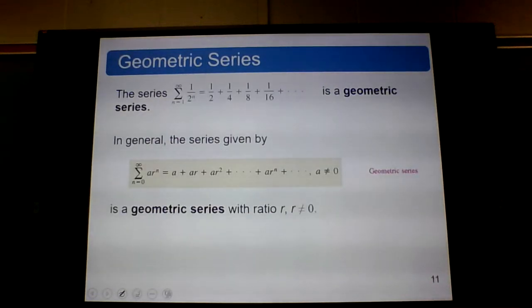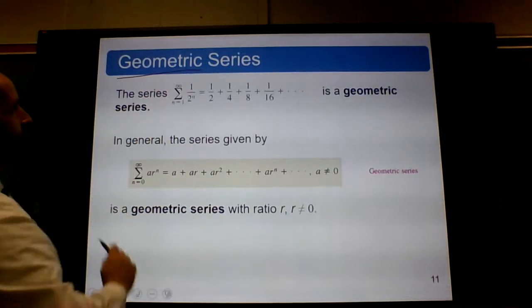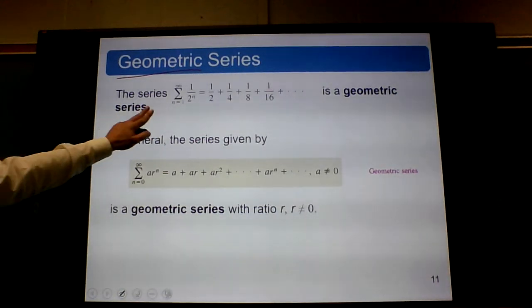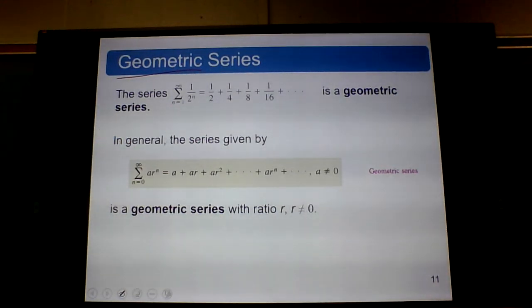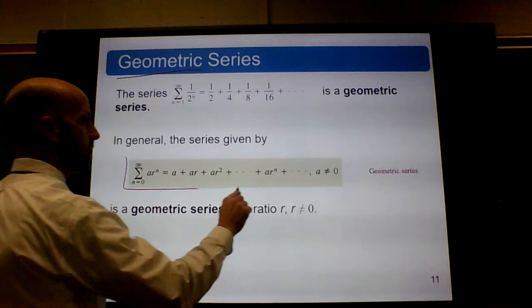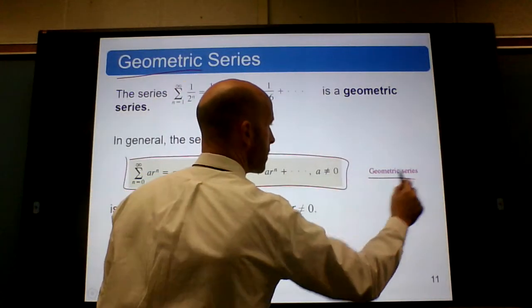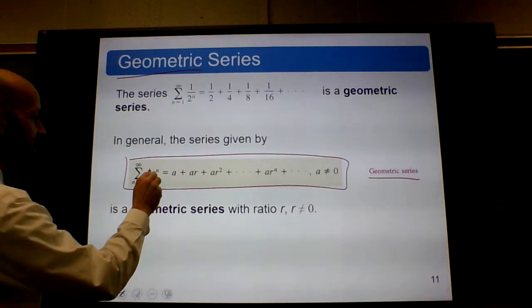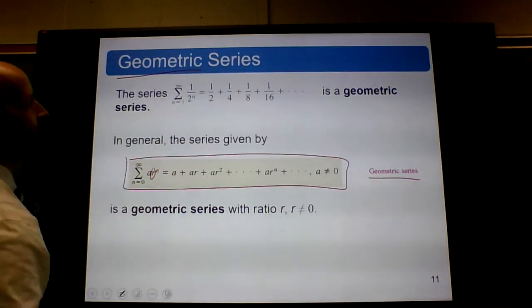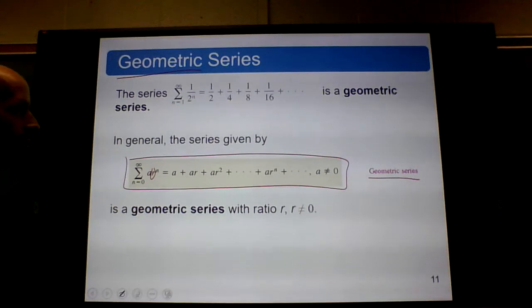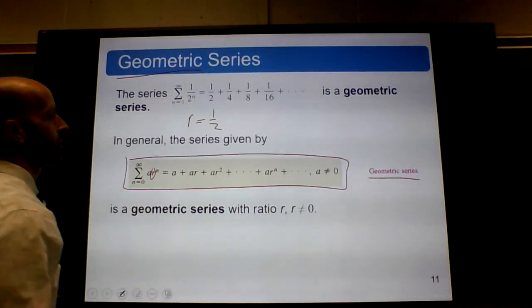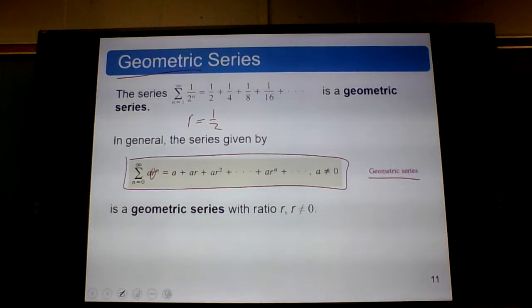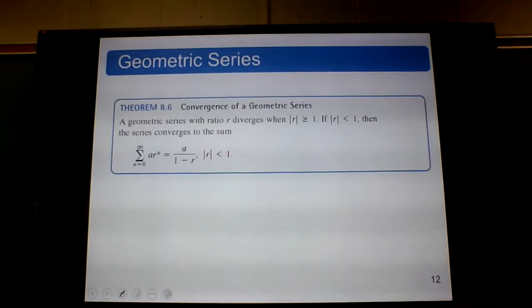All right, so now we're going to shift gears to geometric series. And here's an example of a geometric series. This was example number 1. This is a geometric series, and here is our general form for a geometric series. So last slide was telescoping, this one's geometric. A geometric series has a common ratio r, so that's this thing here. In this example, the common ratio is 1/2, so r is 1/2. And we should note that r cannot be 0 in order for it to be geometric.